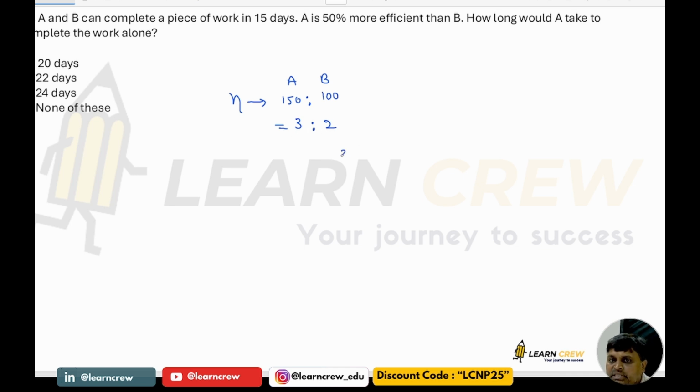A and B together can complete the work in 15 days. In 1 day they are doing 5. In 15 days they can complete 15 into 5, 75 units, which is the total work.